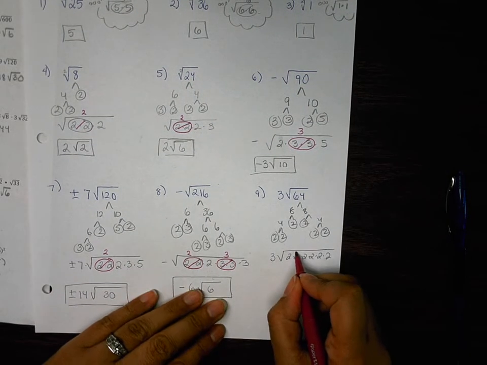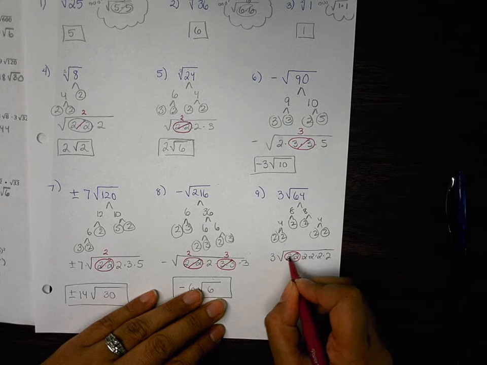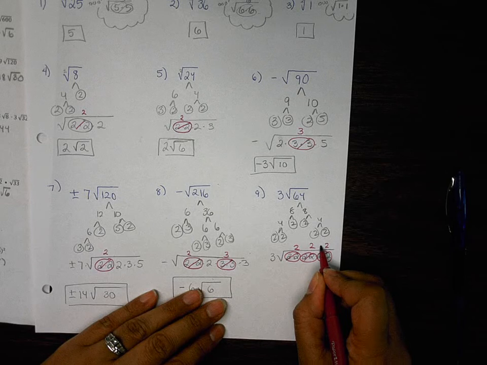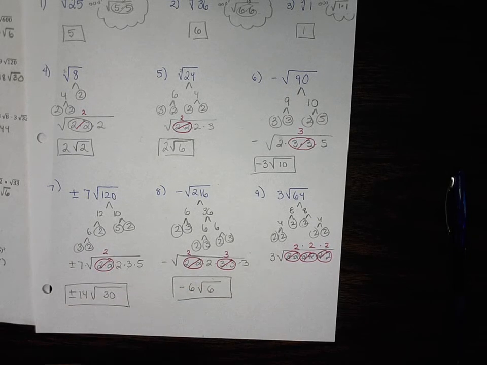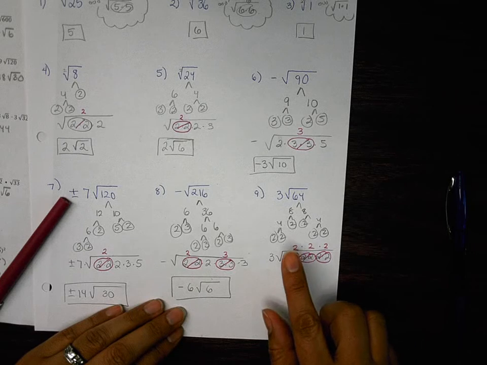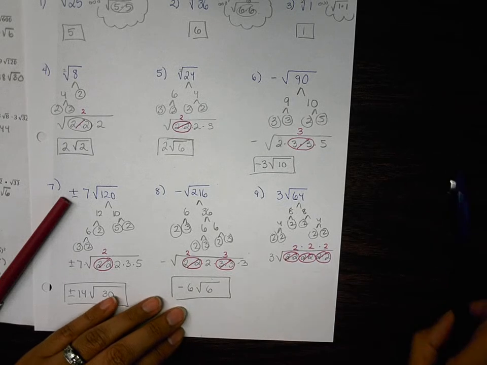What does this come out as? 2. What does this come out as? 2. And what does this come out as? And what do I do with those 3 2s? What's 2 times 2? 4. Times 2? 8. Times 3? 24. Do we agree it's 24?